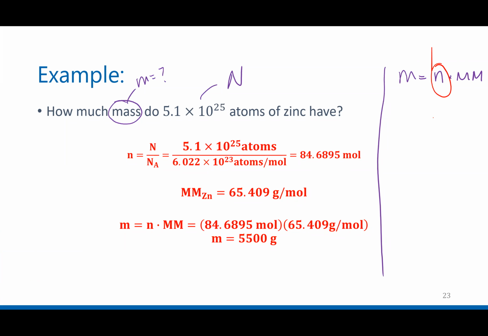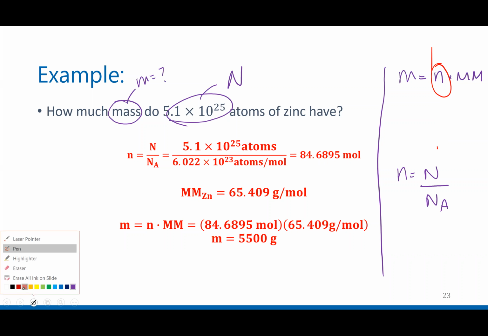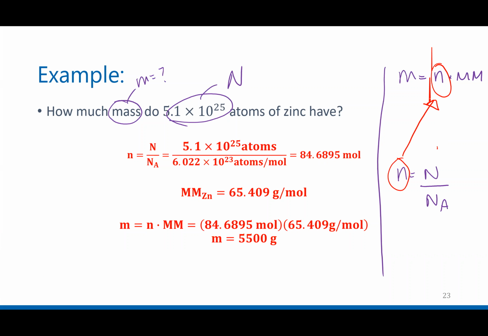I do not have moles. So what I would do first is use my other equation. Because I'm given particles or atoms, I can use this equation to calculate moles, and then I can put it into my second equation. So we're using two equations here. The first equation is to find moles, and then the second equation is to put it into my mass formula. So step number 1, I would find moles by taking my particles and dividing it by Avogadro's number.